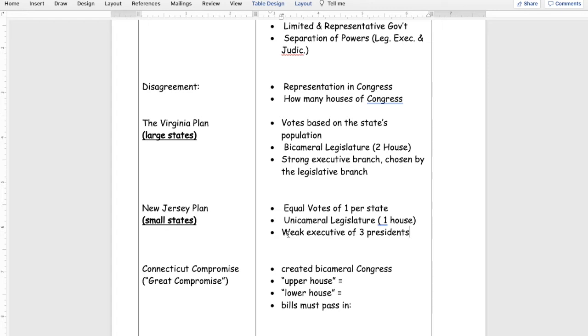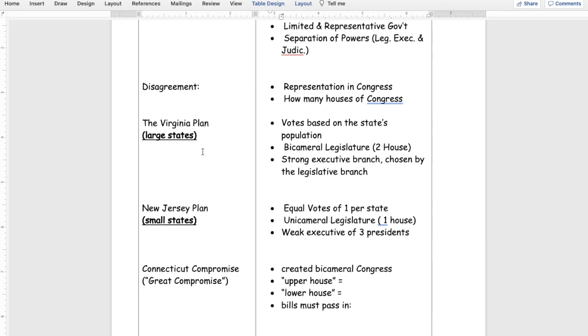Could you imagine 3 different presidents right now? Take a look at our world now. Do you think it would be a good idea to have Donald Trump and Joe Biden and maybe Hillary Clinton, all 3 as presidents? Would they ever agree on anything? Would anything ever get done? Of course not. So these were the 2 major plans that were brought forth at the Constitutional Convention.